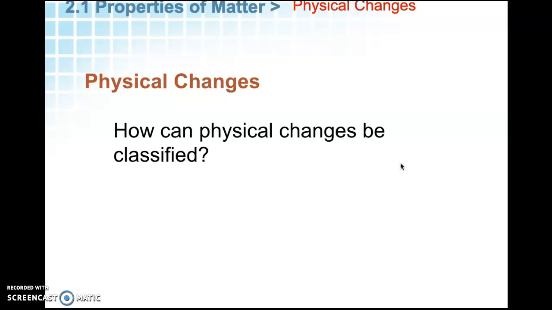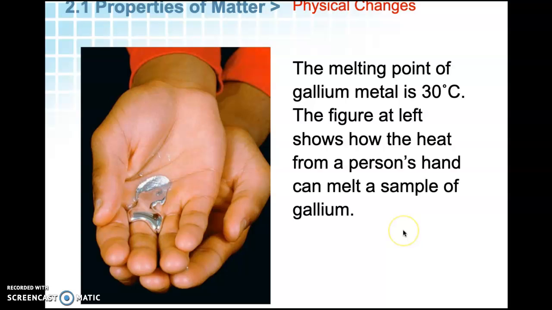How can physical changes be classified? So we're talking about physical changes. Here's the melting point of gallium. So if you hold gallium in your hand, you can make it melt. If you let it sit, it will be a liquid. But if you put it into a fist, you can get it heated up and you can melt it. Again, I wouldn't do this just for safety reasons. You don't want it to melt into your skin.